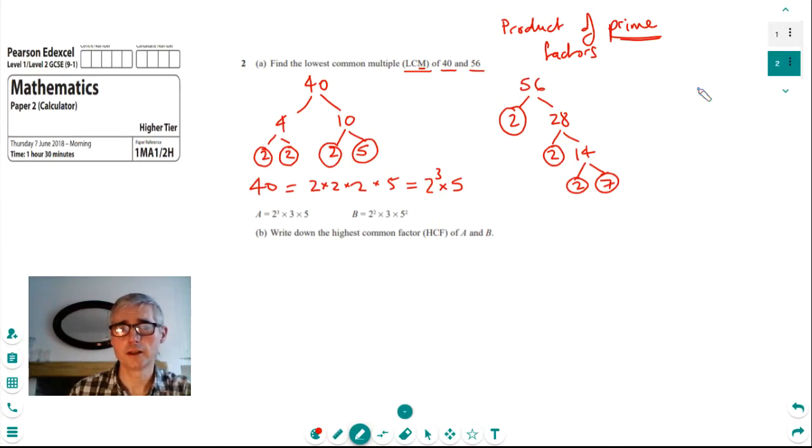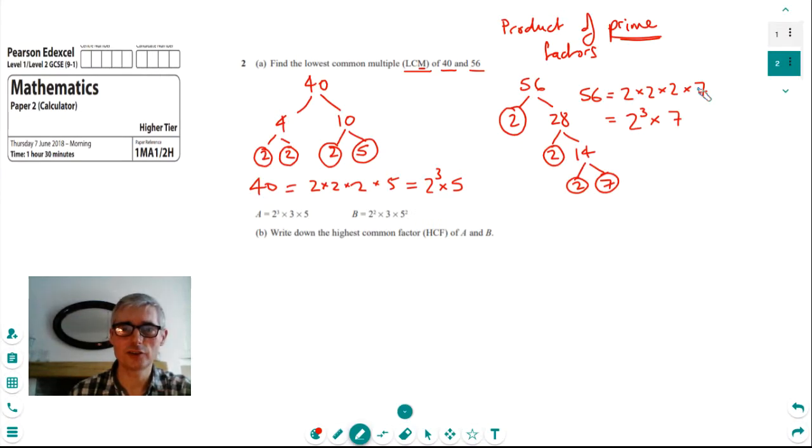So the 56, in terms of being a product of its prime factors, is 2 times 2 times 2 times 7. Or in other words, 2 cubed times 7.